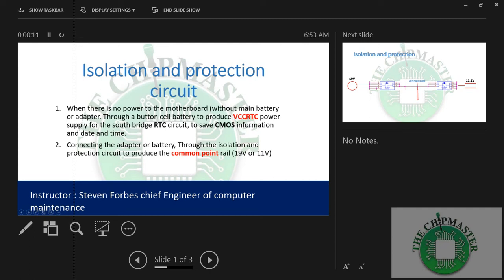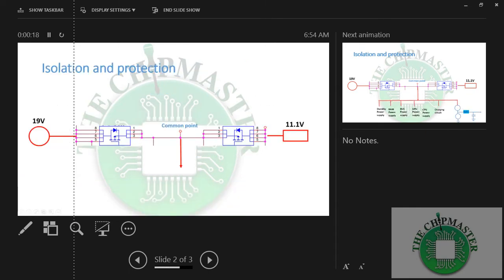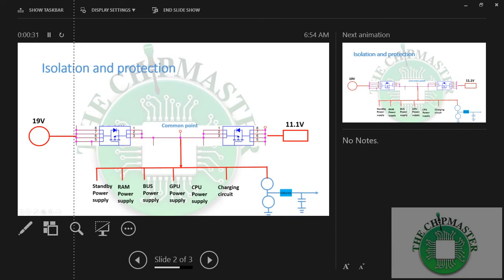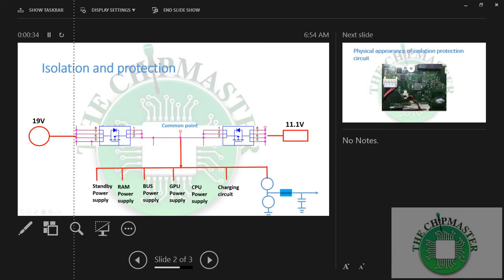The common point, meaning where the battery voltage and the adapter voltage meet. That's a common point. Okay, so let's look at the next circuit. As you can see, we have the adapter here, 19 volts, and we have the battery from here. The voltages come through either of these points, and it will produce the common point voltage to produce standby power supply, RAM power supply, bus power supply, GPU power supply, the CPU power supply, and the charging.